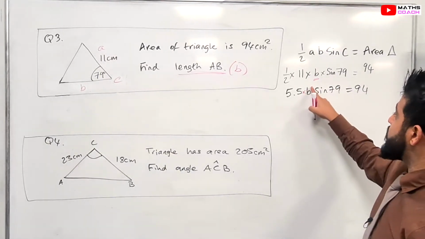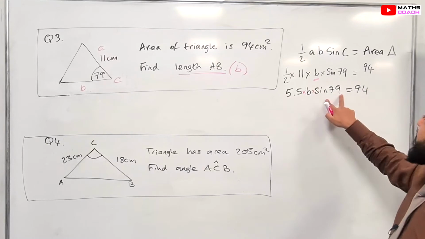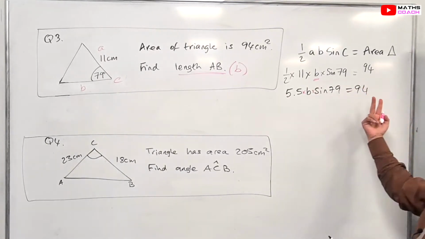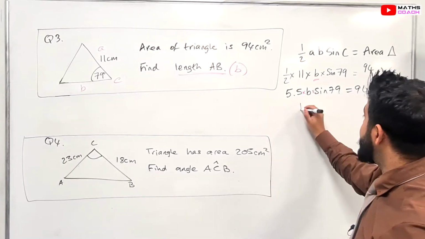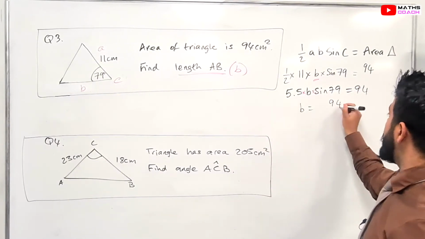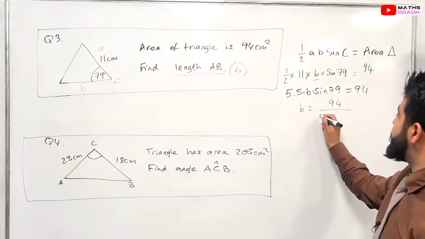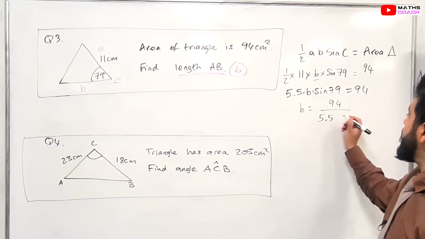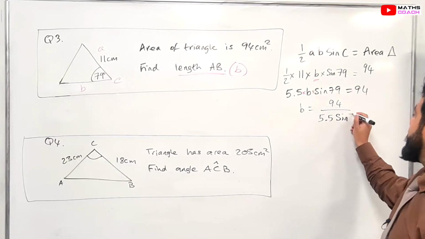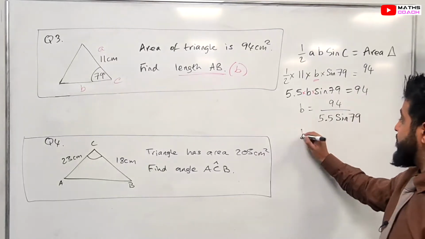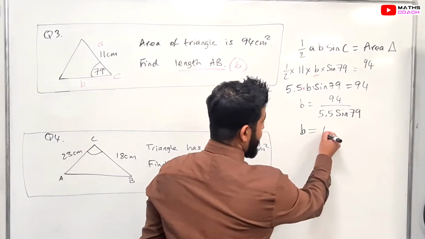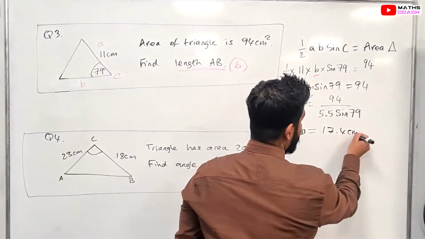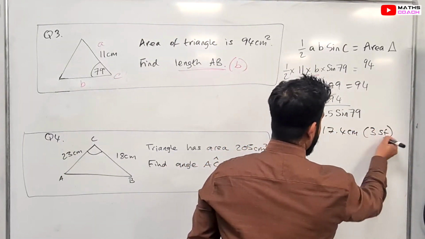How do you get B on its own? You need to take the 5.5 and the sine 79 to the other side by doing the opposite of multiplying, which is to divide. So B will be equal to 94 divided by 5.5 times by sine 79. So go get your calculators and put this in. And the answer is 17.4 centimeters to 3 significant figures.